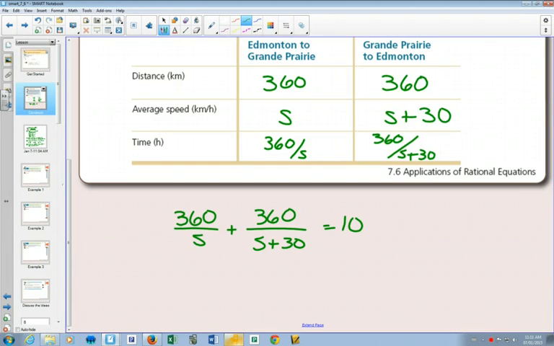And now we go to our strategies from before. How do we solve rational equations? This could be 10 over 1. Do you want to use the multiplying strategy where we multiply to get rid of fractions? The common denominator strategy? Okay.